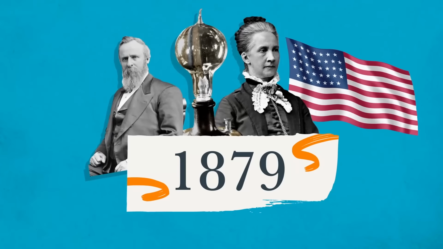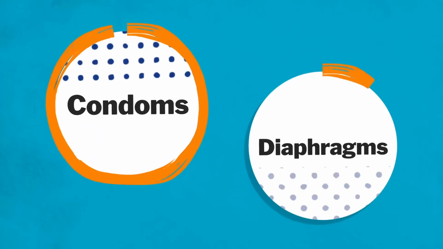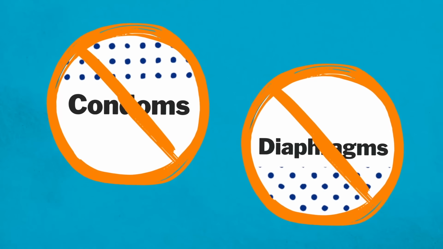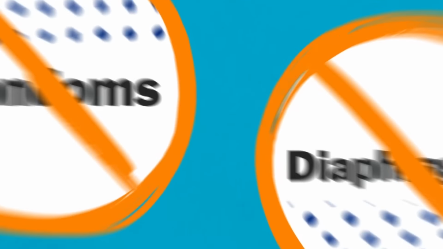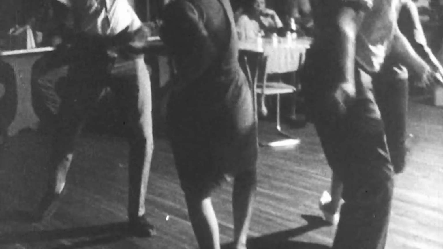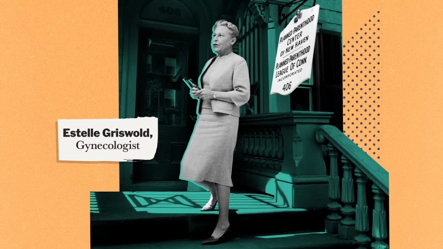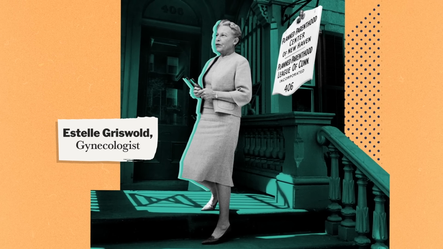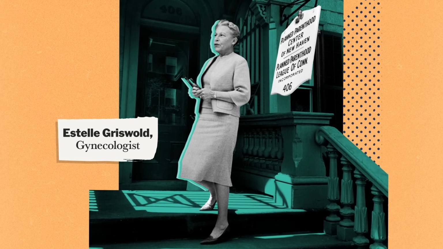The story begins in 1879 in Connecticut, when the state legislature passed a law banning the distribution or use of artificial birth control. Fast forward to the 1960s, and US society was changing a lot, but the ban on birth control remained. Estelle Griswold, a gynecologist and head of the Connecticut Planned Parenthood, wanted to challenge the law and make birth control available.